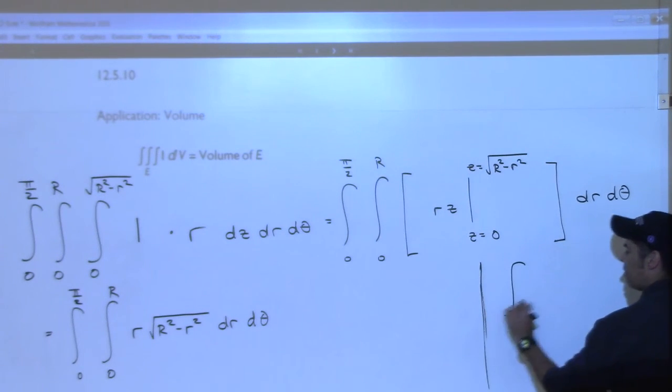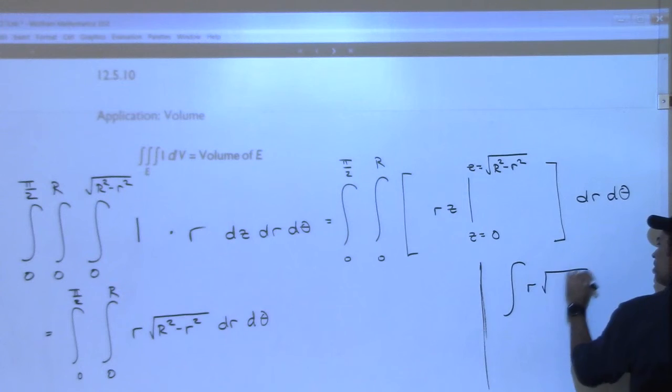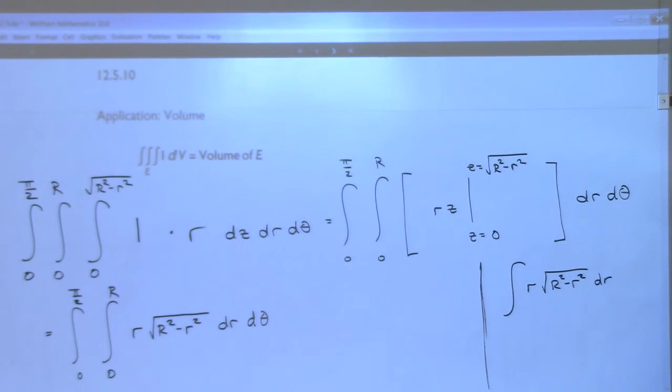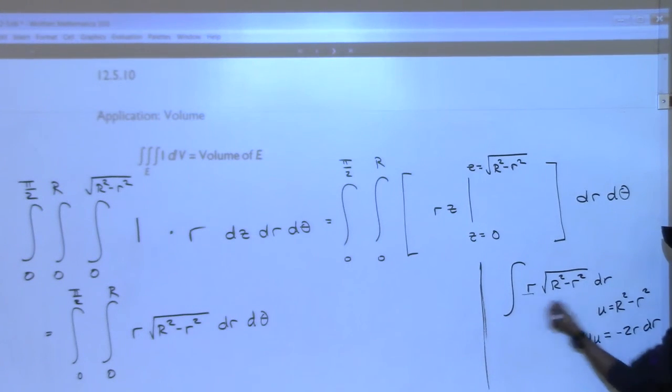Okay, on the side here real quick. If I asked you to integrate r square root of capital R squared minus little r squared dr, how would you do that? U sub, just basic U sub. If I let u be equal to capital R squared minus little r squared, then the big R is a constant, right? So when you take the derivative of this, you get 0. Take the derivative of that, you get negative 2r dr. You have r dr, right?